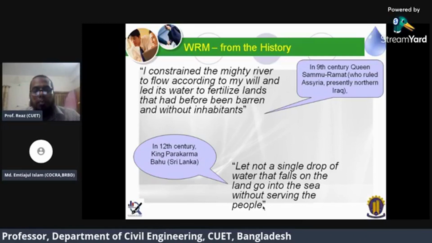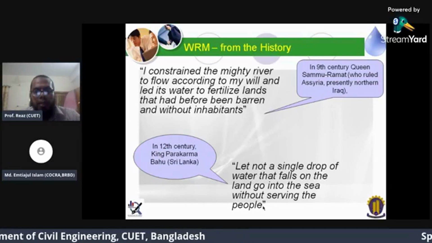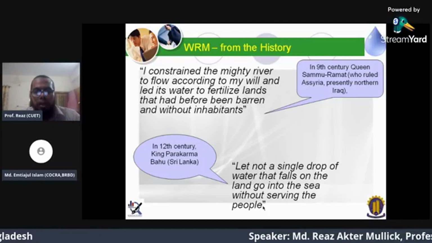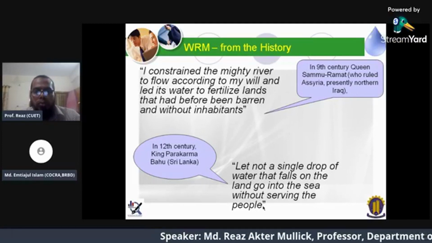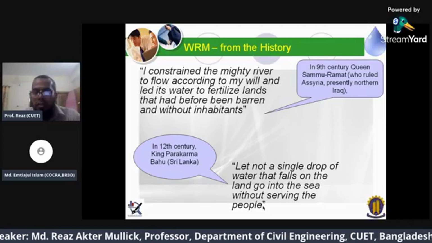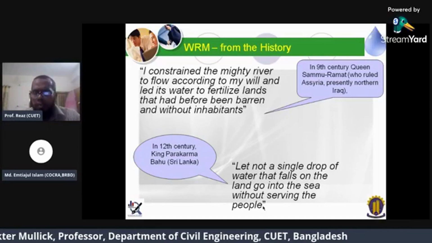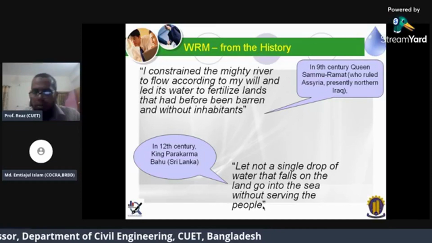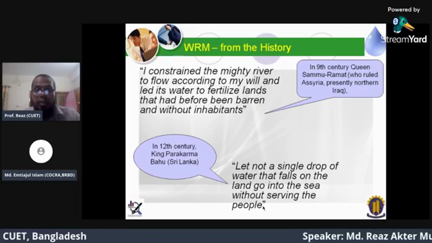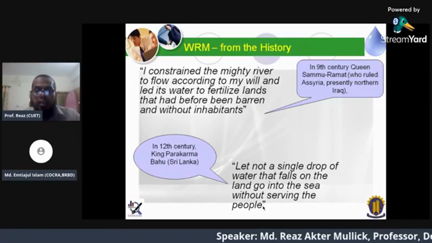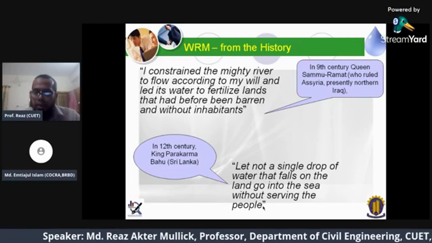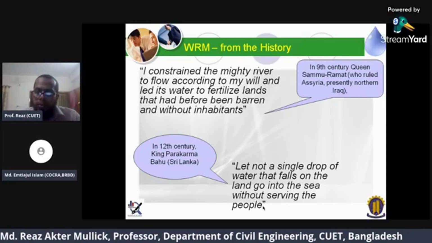What people were thinking in the past, in the 12th century, which is quite long back, was: let not a single drop of water that falls on the earth or on the land go into the sea without serving people. So this is a historical perspective. People at that time were always thinking about hydraulic structures on the rivers, which could take or abstract water from the river to the locality or the community to serve any purpose.